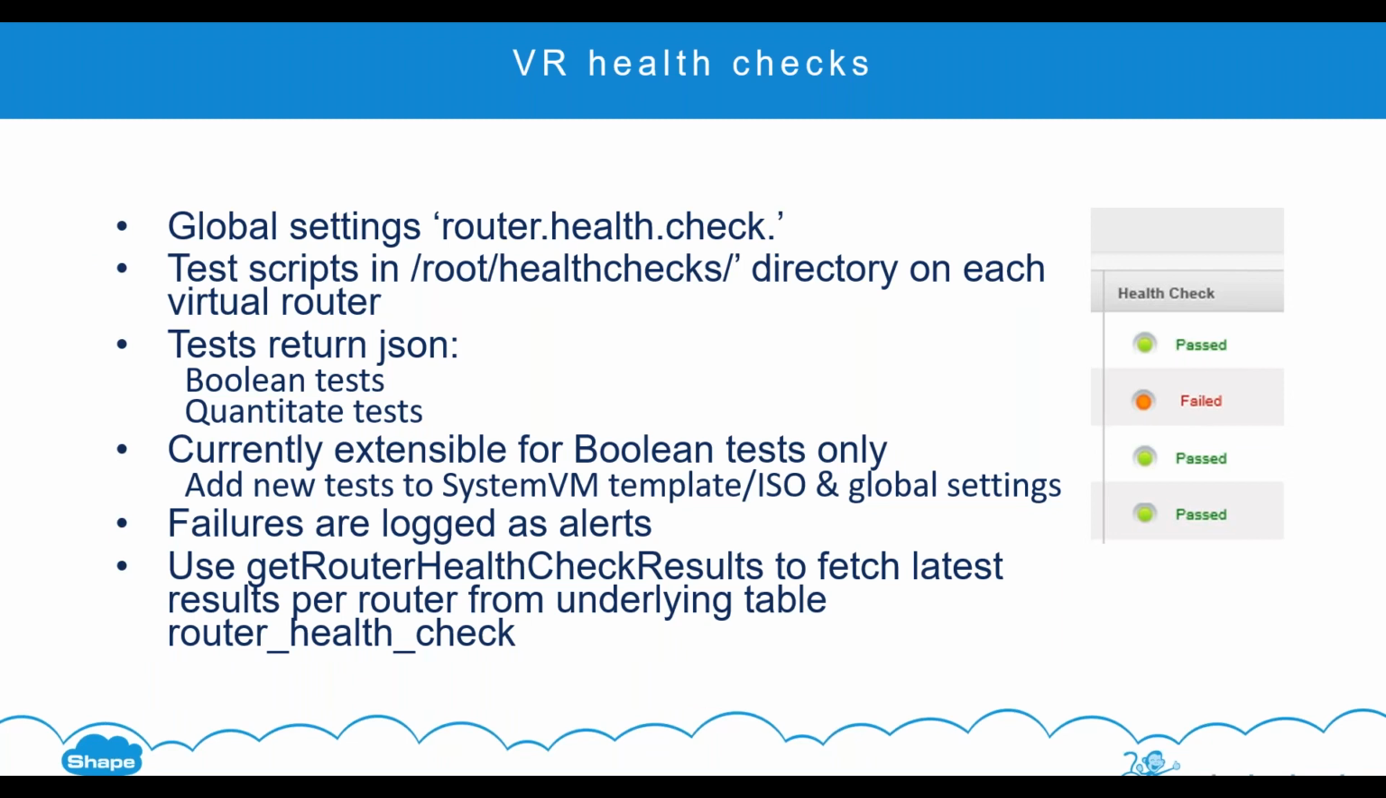There's an API command there, getRouterHealthChecks, which will get the current health check status of any virtual router or all virtual routers, and you can even force it to go and execute the tests again. They're stored in an underlying table called router_health_check if you want to go straight into the database. Now, chances are most people will want to push that data out into your monitoring platform, and you could do that by calling that API or getting to that table. Any failures also go out into CloudStack alerts, so you could also use that as an entry point to then get it into your workflow, etc.